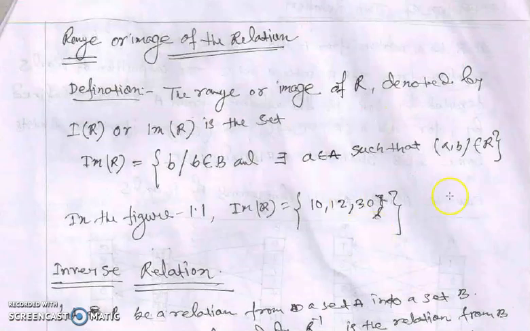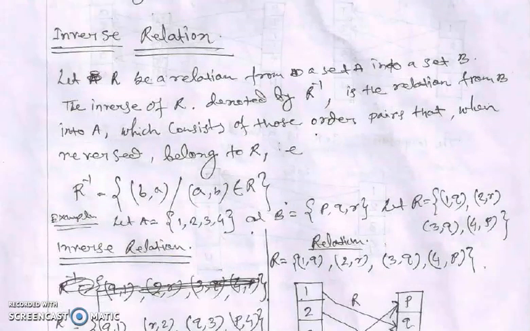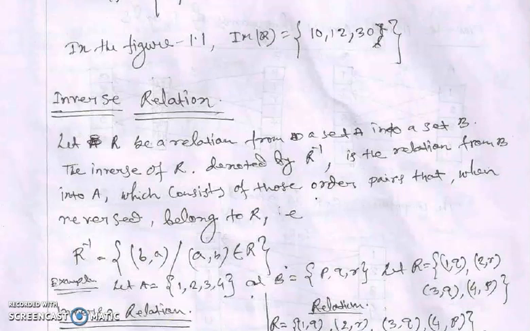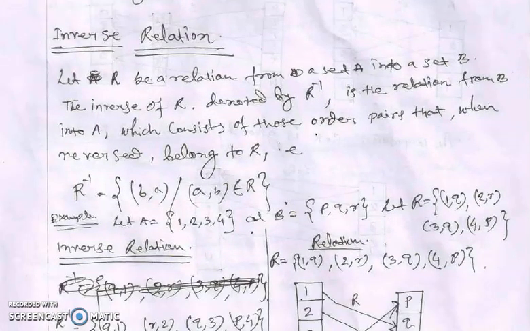So here we use this one, 10, 12 and 30. Next we observe what is the meaning of inverse relation. What is the meaning of inverse relation? Here we again give the definition and make a clear idea through a proper example.